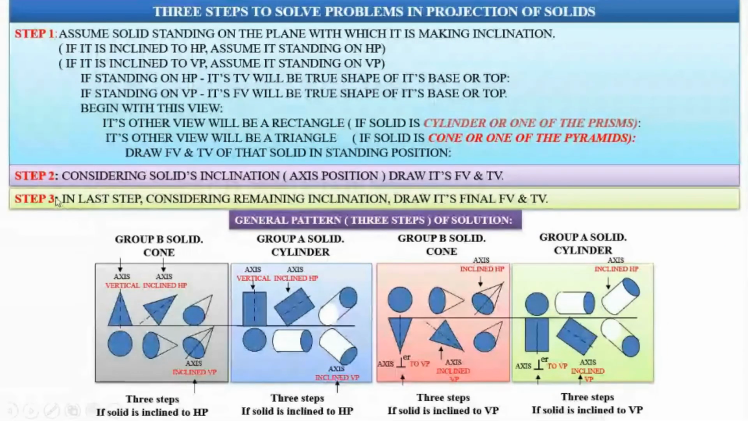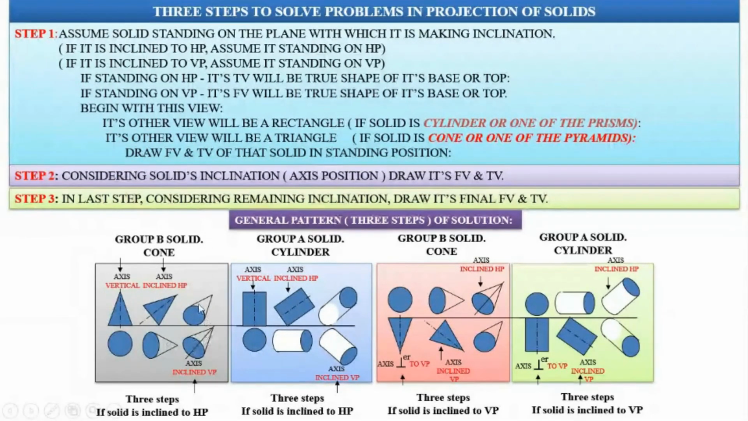Now, in the third step, the last step, we consider the remaining inclination. So one inclination we have already given, and in the third step we consider the remaining inclination, that is the third inclination. We draw its final front view and top view. See, in the first figure, the second top view and the third top view are the same. The only difference is the orientation. This top view as well as this top view, the orientation is different.